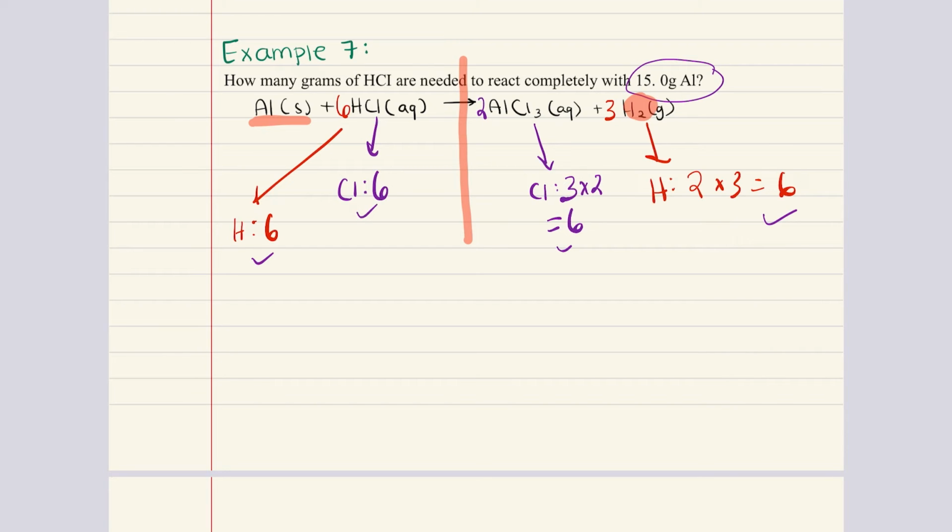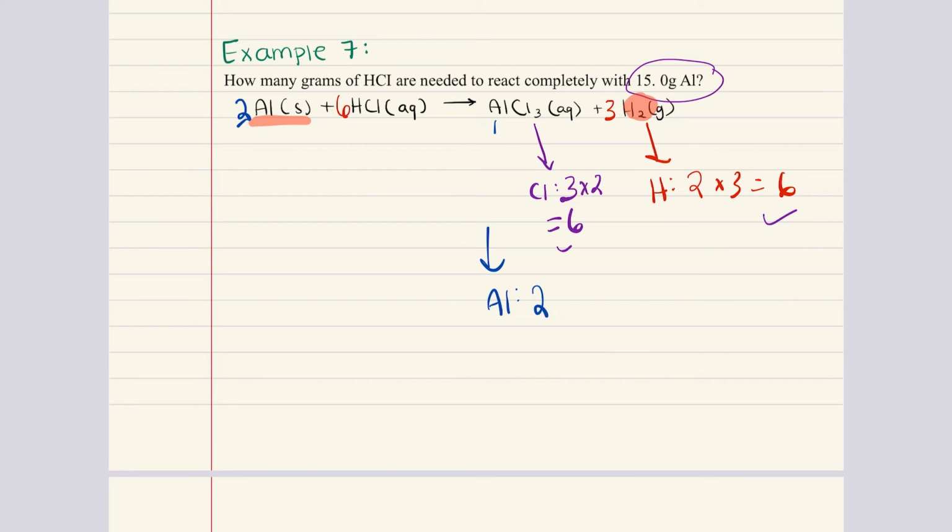Okay, now we have a last element that we need to make sure is balanced, and that is aluminum. On the reactant side, we have 1. On the product side, we have 2. So we're going to add a coefficient of 2 right here. And now everything is balanced. Okay, and we don't have any fractional coefficients to fix. Everything is good. All right, now that it's balanced, I'm going to erase some of this work, and we're going to actually get to the meat of the problem.